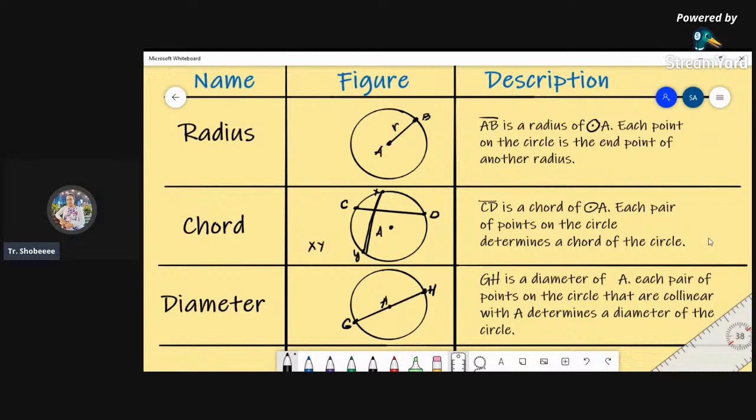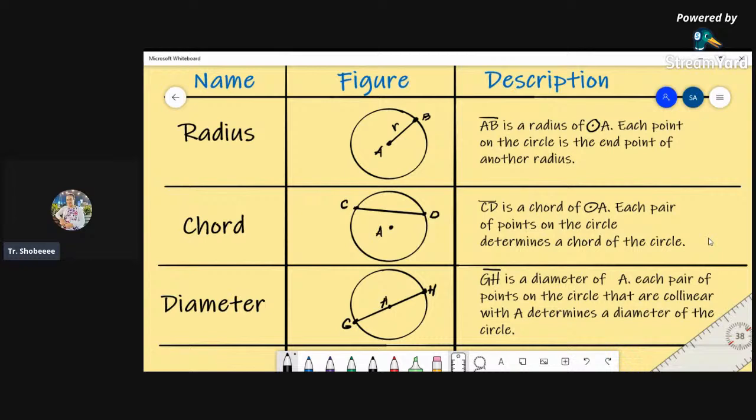Why? Because it is inside the circle. Hey, teacher, what if the line divides our circle? What do we call that line? Ideally, we have the diameter. As you can see, for circle A, we have line GH. It passes through the center point A. We have the center point A here, and this line formed by two points, point G and point H, is called the diameter. When the line passes through our center point, therefore, we can call this line right here a diameter.